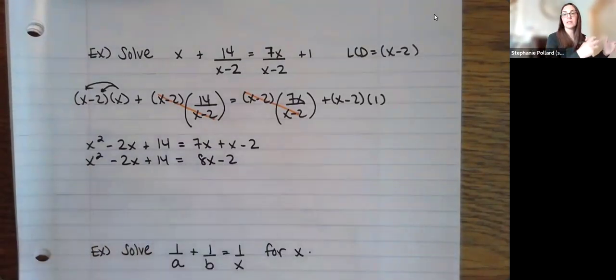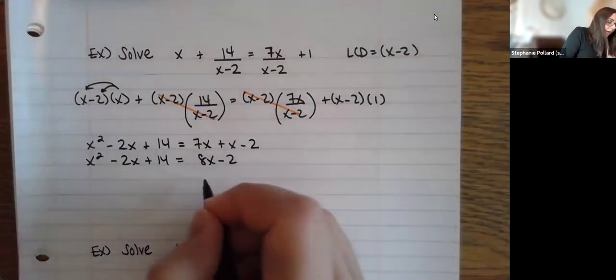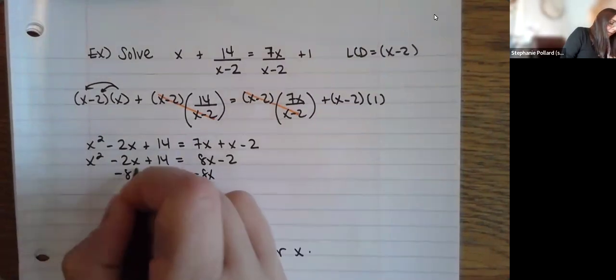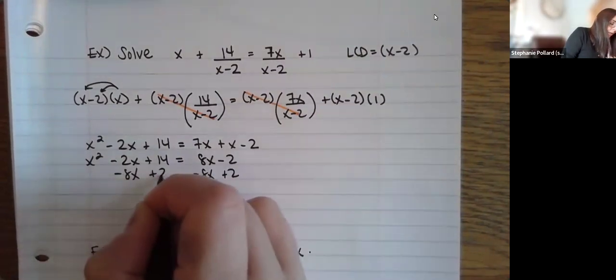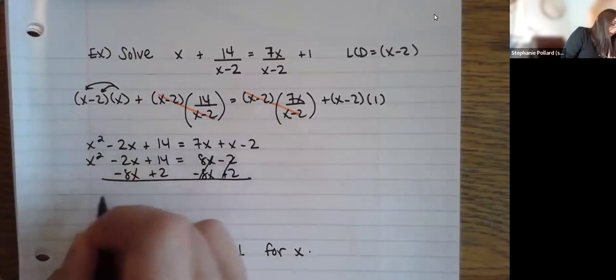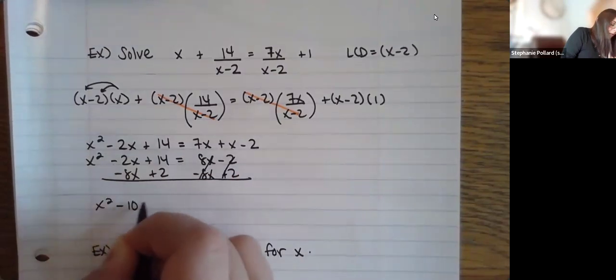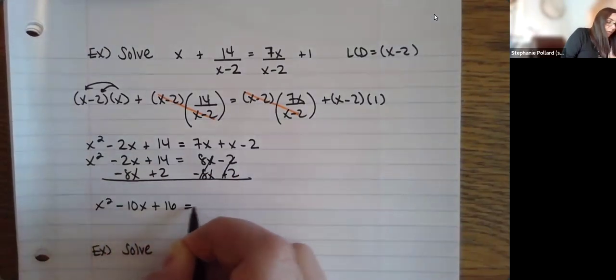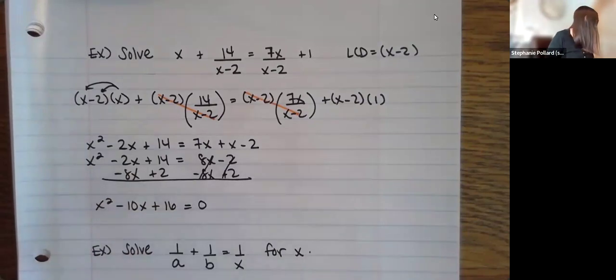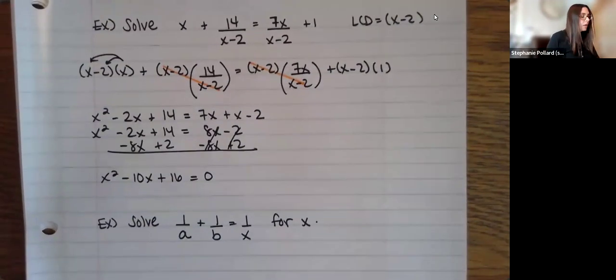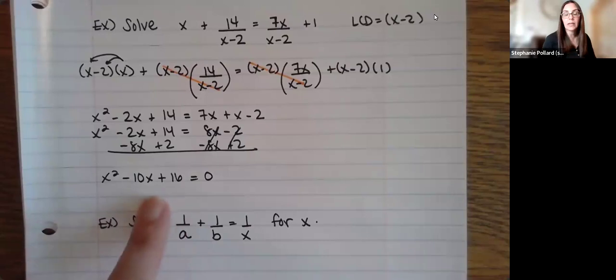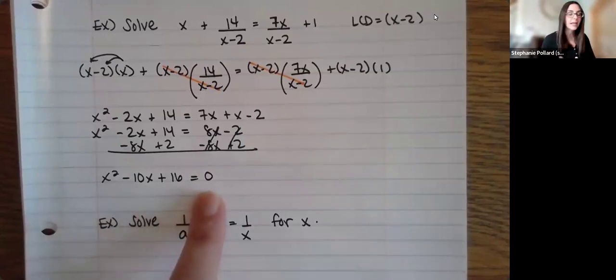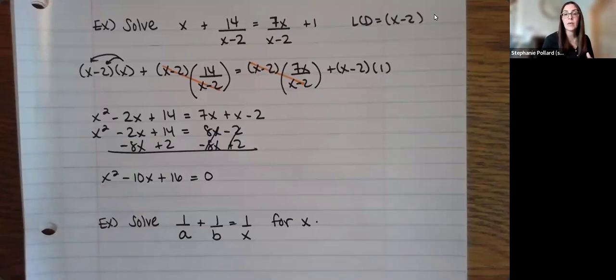And I'm going to bring everything to the left side here. So I'm going to subtract the 8x. And I'm going to add the 2. And I have x squared minus 10x plus 16 is equal to 0. Okay. So now that's as clean as I'm going to get it for right now. I see I have an equals 0 on the other side, and I have a quadratic, right? So I have a square here. So I would try to see if we can factor this first.